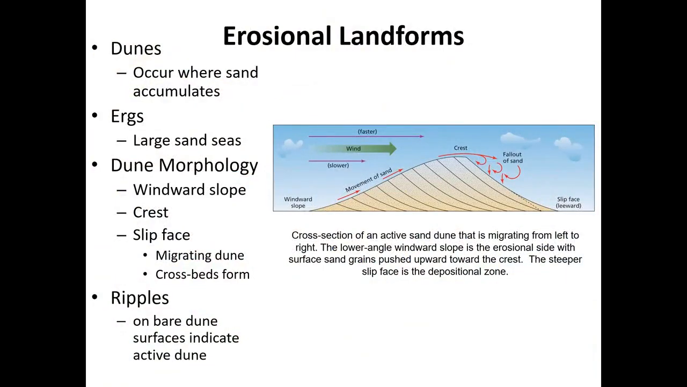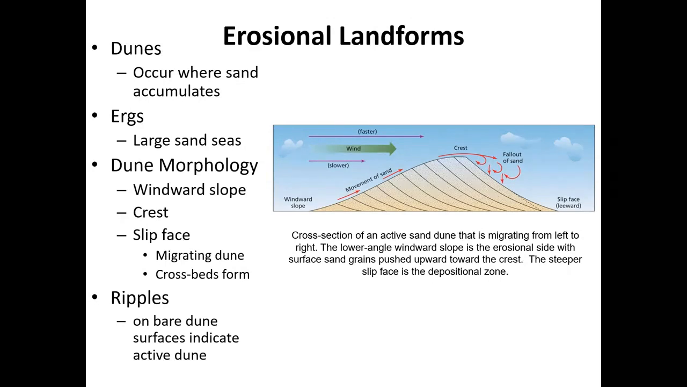So this is a cross section of a dune. This is kind of looking at one if you were to look at it from its side. And here you have wind coming from the left towards the right, and the wind pushes the sand up over the dune, and then it falls on the leeward side or the slip face of the dune where it's out of the wind, forming dunes.